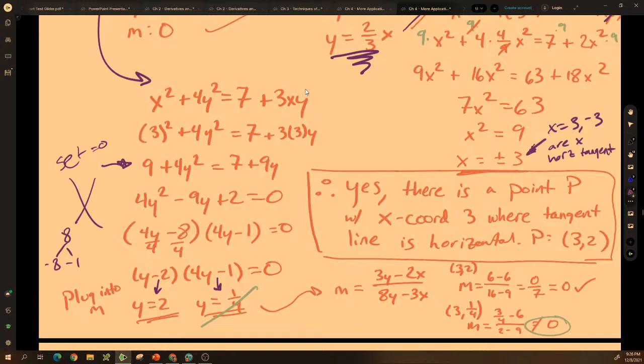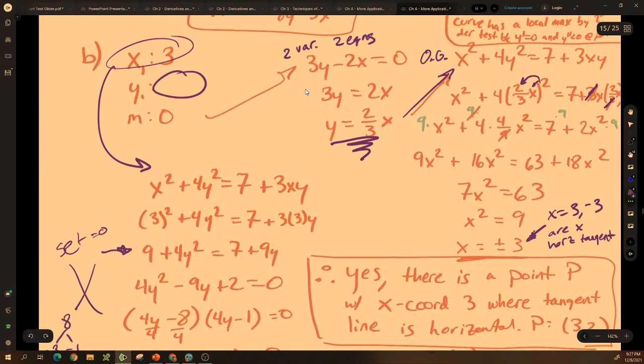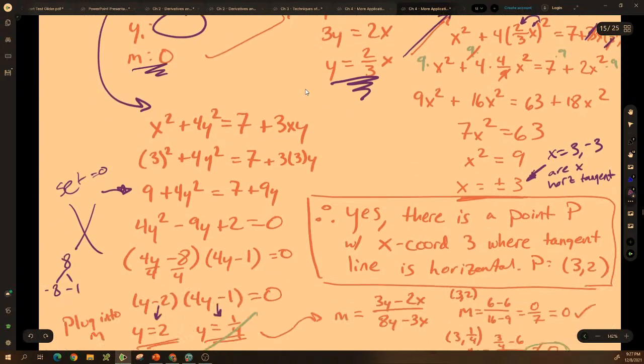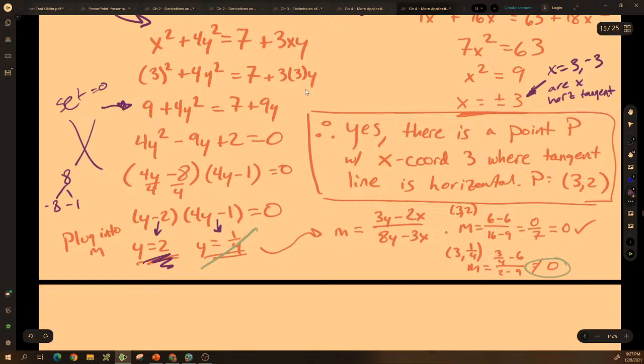Well, this kind of sucks because I'm not sure which answer it is. Is it 2 or is it 1/4? It can only be one of them. It's not both of them. Okay, so only one of those two will be where I have a horizontal tangent. And the way I'm going to do that is, well, what m did I need? I needed an m of 0. So if I plug in 3 and 2, I get an m of 0. That worked. If I plug in 3 and 1/4, I don't get an m of 0. I didn't even finish solving it because it's obvious 3/4 minus 6 over 2 minus 9 is not 0. So I know that that point P is 3, 2.